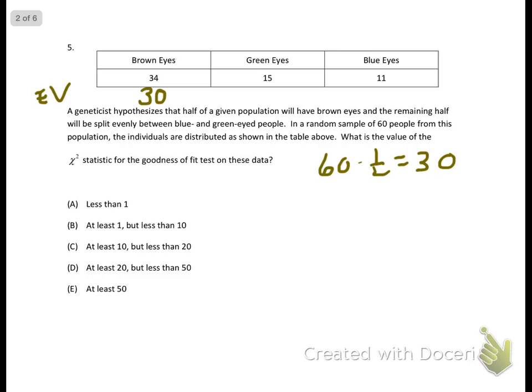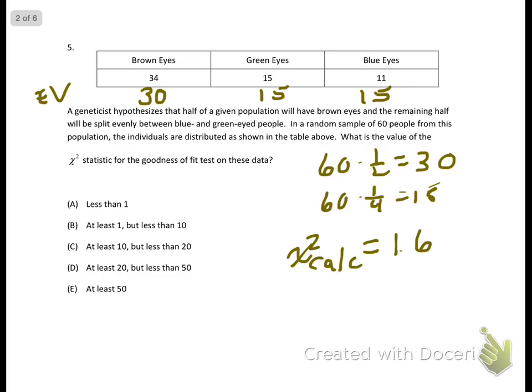And then they say the remaining was split in half. Okay, so 60 times 1/4 is 15. So this should be 15, and this should be 15. Okay, now I'm just going to put this into my calculator to find out what the math is. And so I get the chi-squared calc is equal to 1.6. So at least 1, but less than 10. So the answer is B.